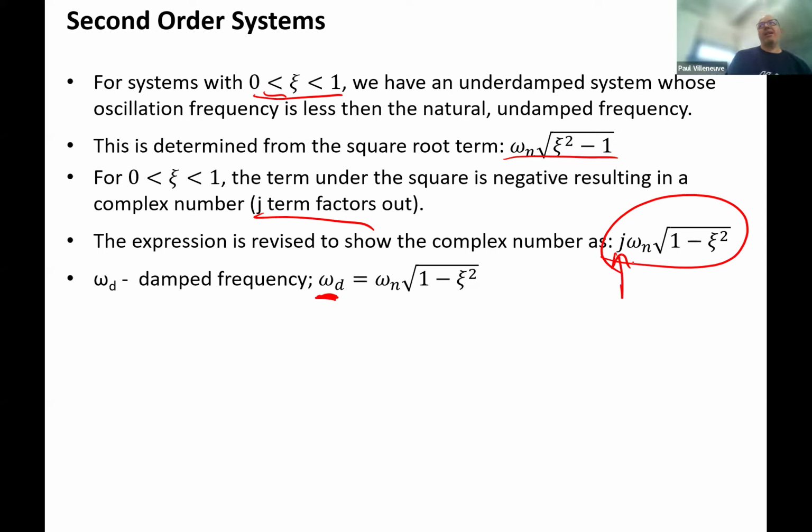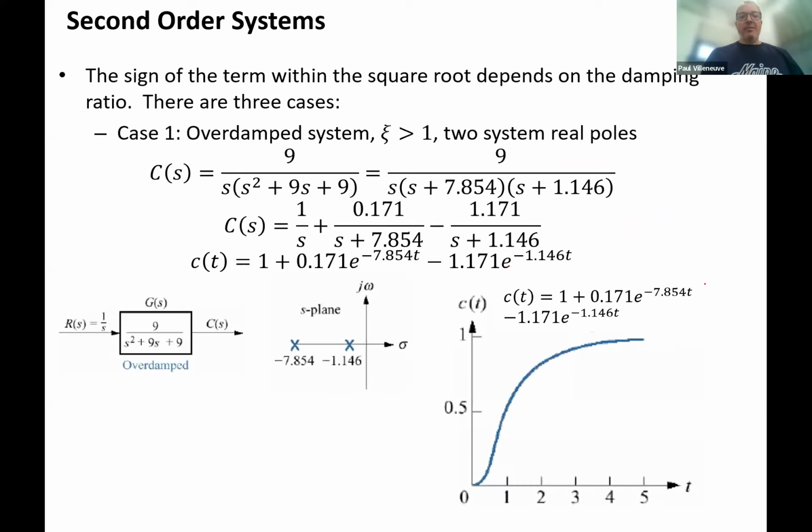Everybody understand the math that was involved in getting from how we had originally zeta squared minus 1 to now 1 minus zeta squared? The only way we did that is because our zeta term resulted in that zeta squared minus 1 being a complex number, right? That square root term being a complex number. So our omega sub d is our damped frequency. All right, so let's look at 4 cases of damping.